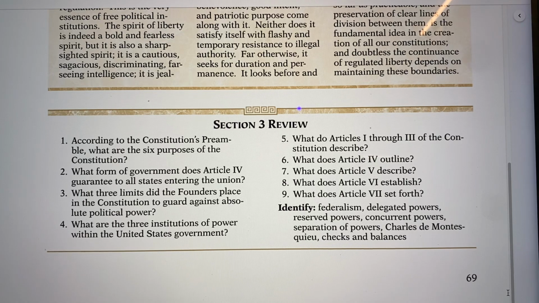What are 3 institutions of power within the United States government? Well, the legislative, executive, and judicial branches are the 3 branches, 3 institutions of power in our government.